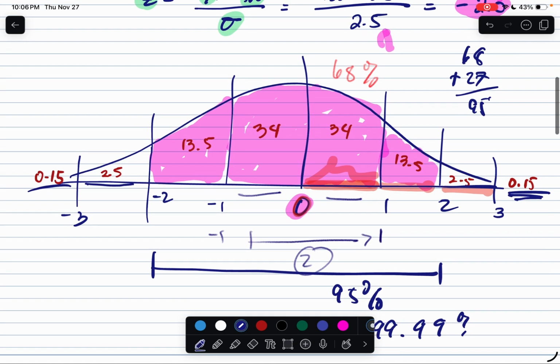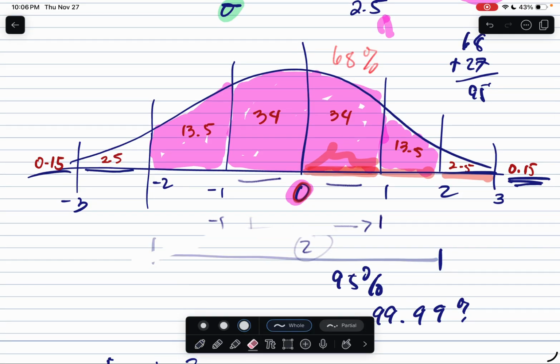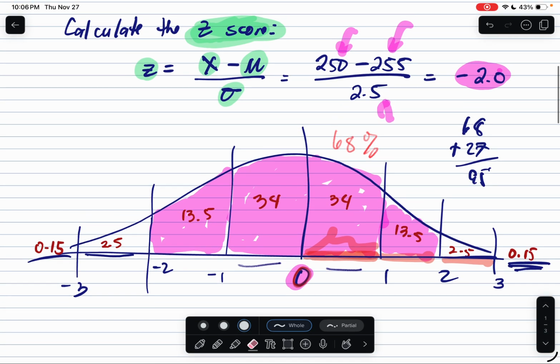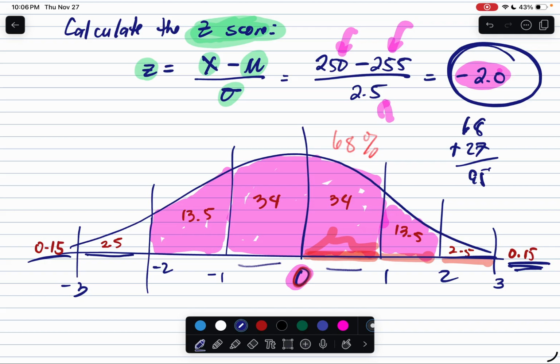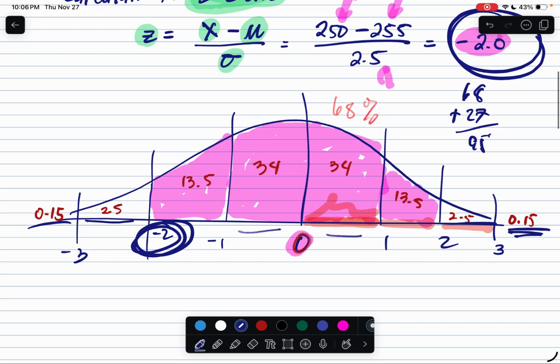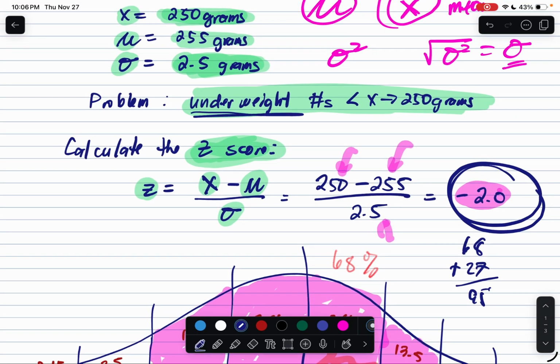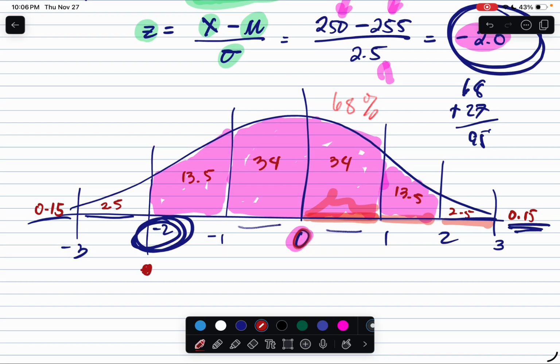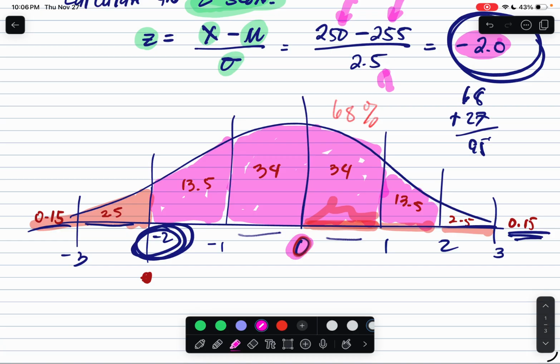So what is the use of this? Why am I talking about this? Because we already found out that our z-score is -2, so it should be here. Our concern is all the numbers underweight, so less than 250. Now that we know our starting point, which is -2, everything below this area would be our answer. So you could just answer here 2.5%.